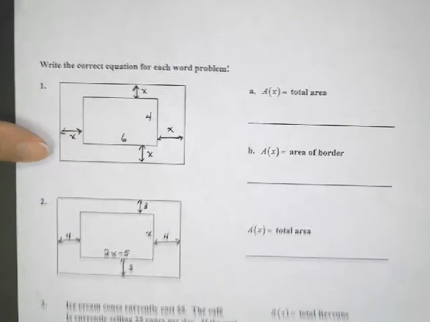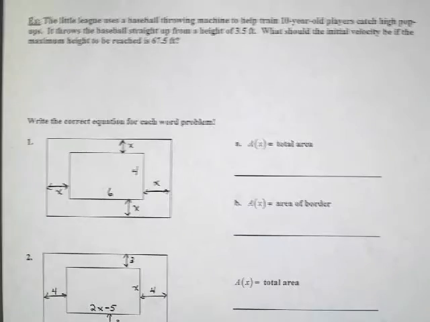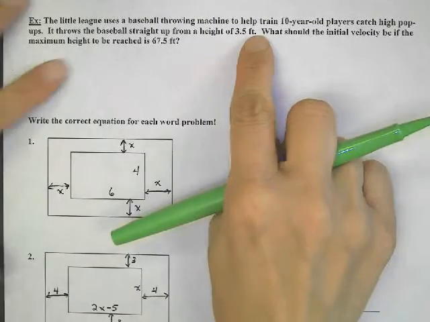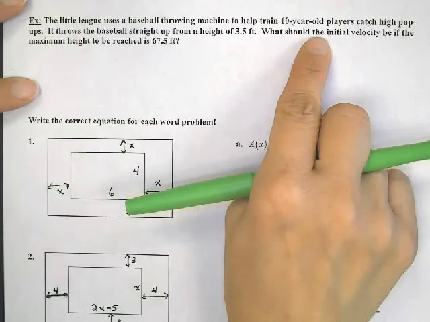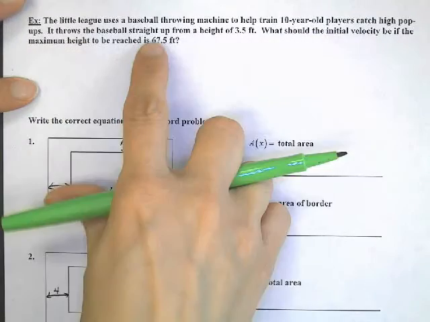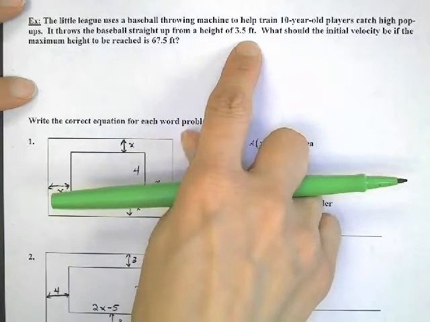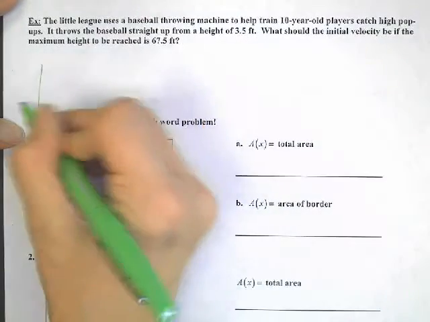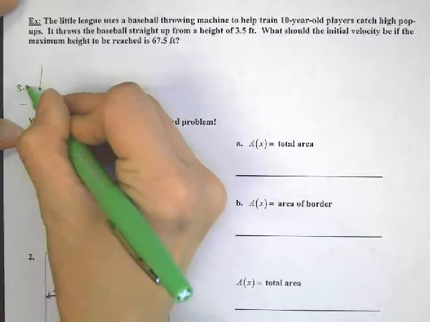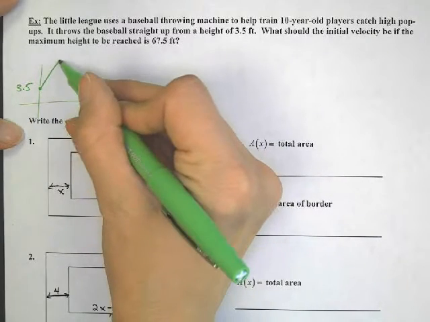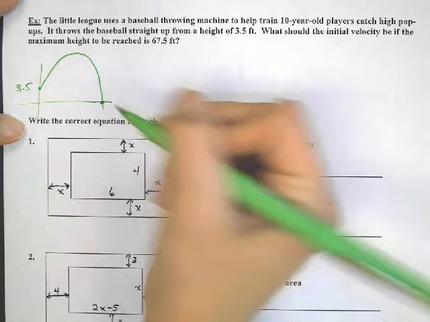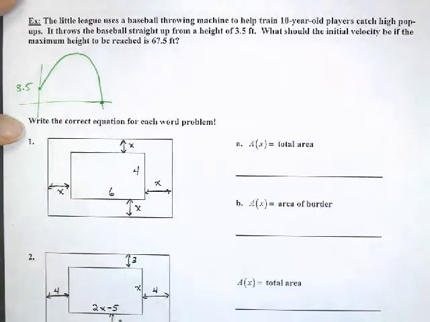Okay, we got a couple of review problems here just to make sure we're doing everything else in the chapter correct. The Little League baseball team uses a throwing machine to help train 10-year-olds. It throws the baseball straight up from a height of 3.5. Okay, so it's not from the ground. So it's starting right here at 3.5. It's throwing the baseball up. Nice little pop-up. They can catch it. The ball would come back down and hit the earth if it could. Hopefully the little kid there is catching it, though.